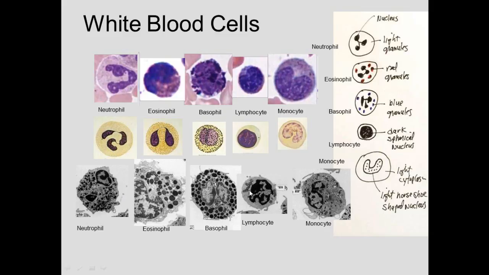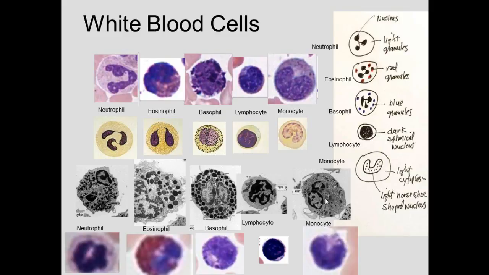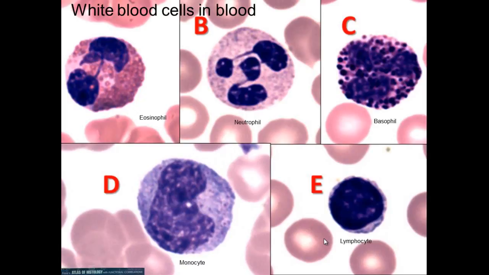A lymphocyte has ribosomes, a little cytoplasm, and mitochondria. And then a monocyte. The monocyte has more organelles ready to combat whatever it ingests as it becomes a macrophage. And here you can see the different cells: a neutrophil, eosinophil, basophil, lymphocyte, and monocyte.